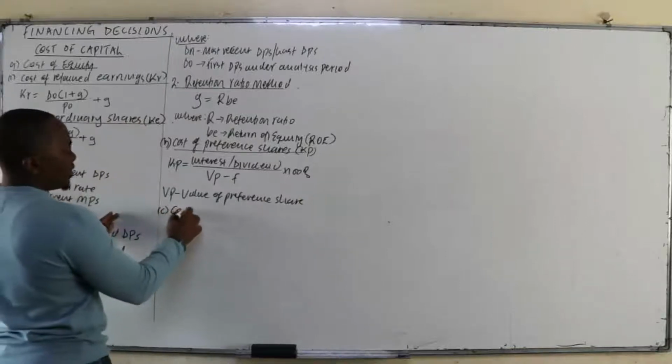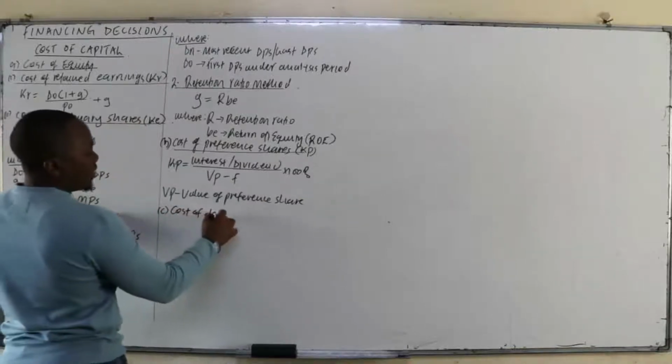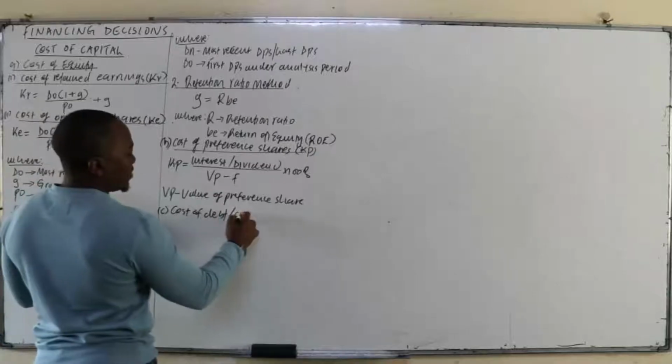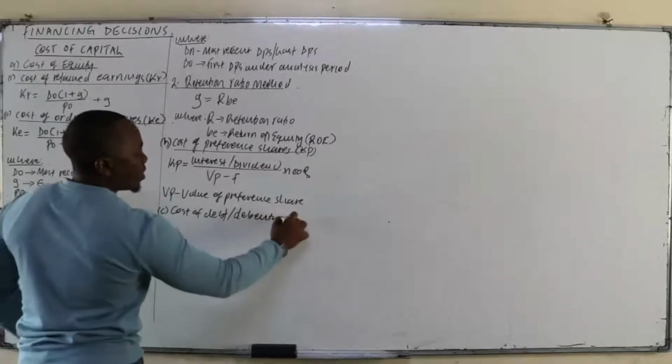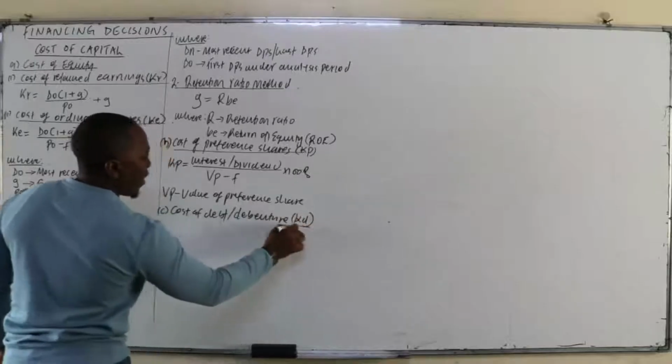Then C, we have the cost of debt or the cost of debenture, denoted by K.